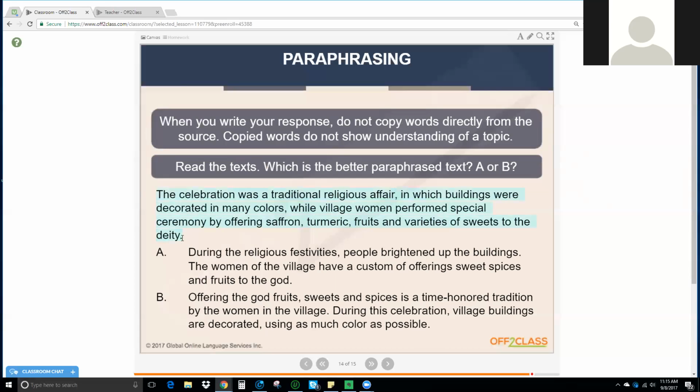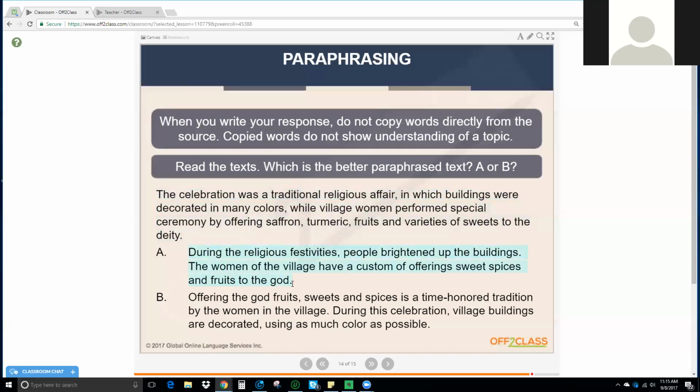The celebration was a traditional religious affair in which buildings were decorated with many colors, while village women performed special ceremony by offering saffron, turmeric, fruits, and varieties of sweets to the deity. Okay, the first person paraphrased it like this.